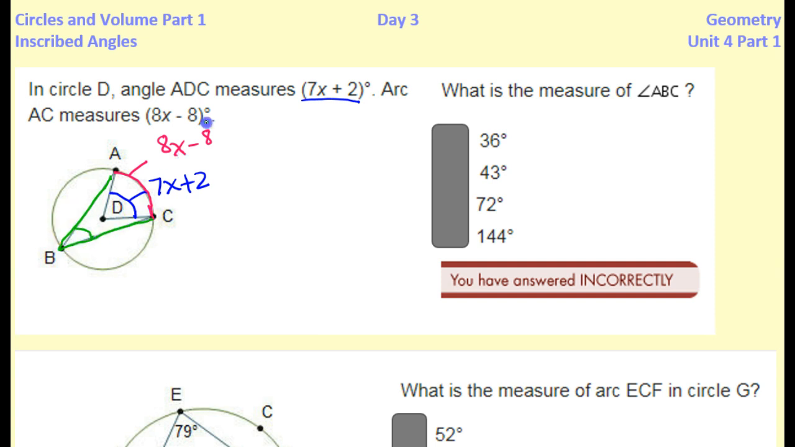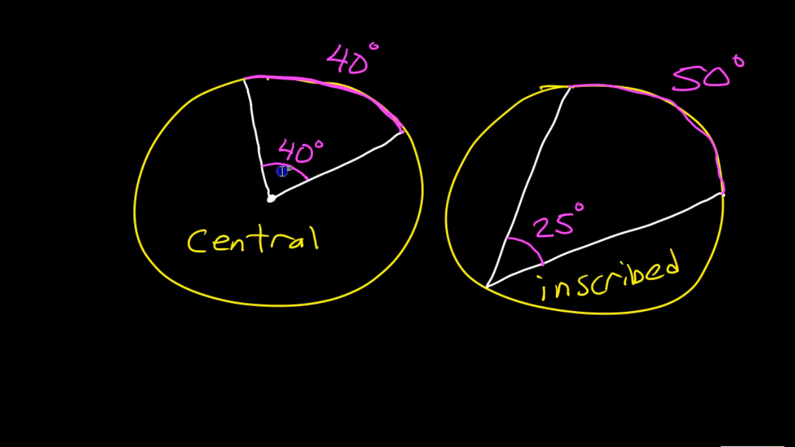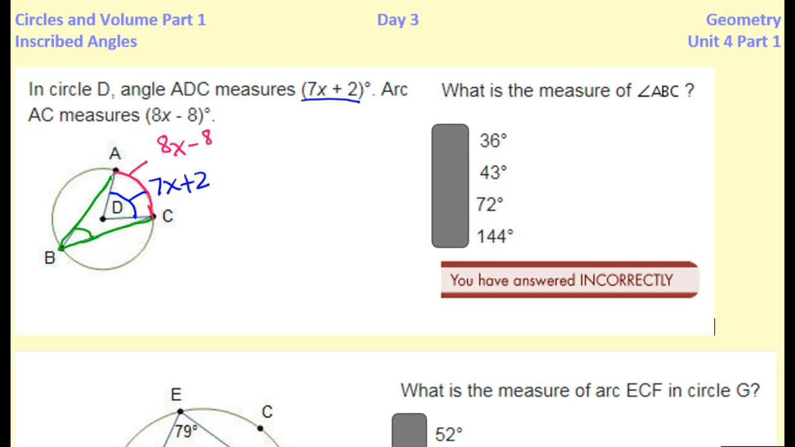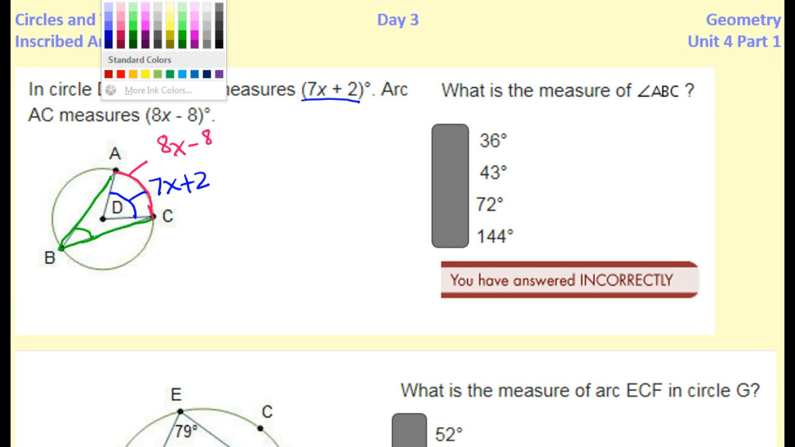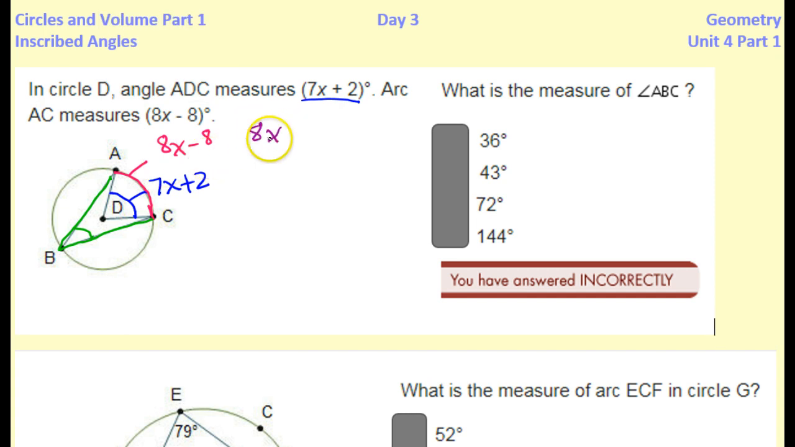We're going to have to do this in two steps. First, we need to figure out what x is, and then that will tell us the measure of the blue angle, which should be the same as the pink arc. Then we'll be able to know the inscribed angle. First of all, look at the blue angle and the red arc. Remember that for central angles, the angle and the arc are the same. These two should be the same, so we can set them equal to each other: 8x minus 8 should equal 7x plus 2.